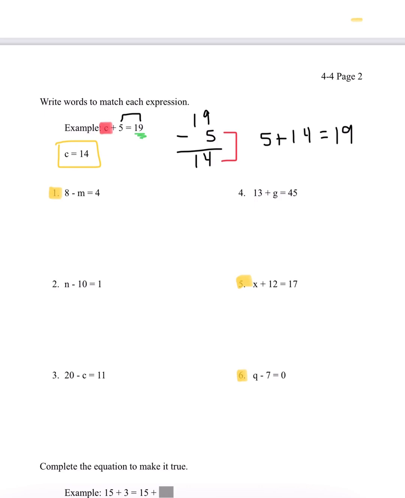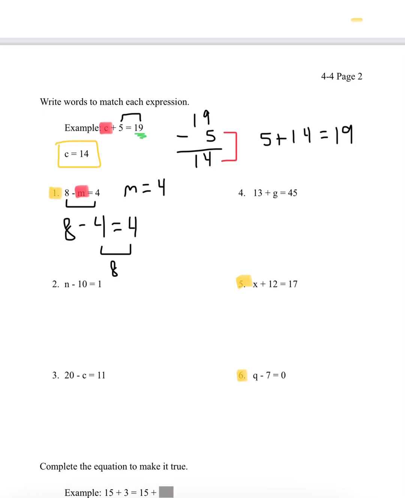Number 1, we have 8 minus M equals 4. So we have to find out what M is going to be. So here we're going to do the same. We're going to subtract 8 minus 4. If we do 8 minus 4, we get 4. So we could check our answer by adding these. 4 plus 4 is 8. So M is going to equal 4.